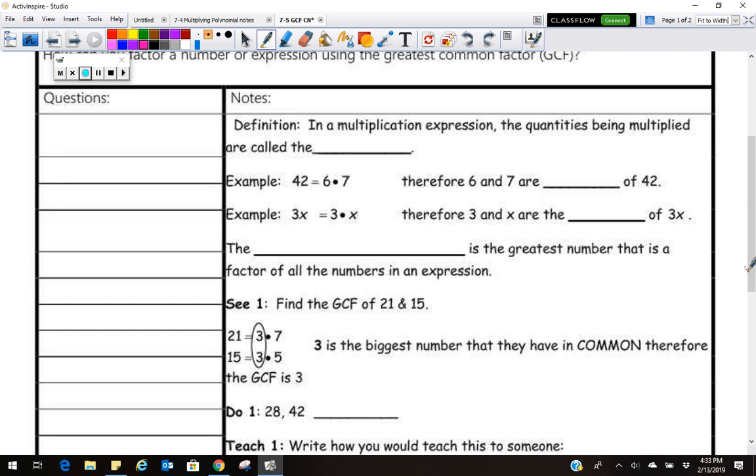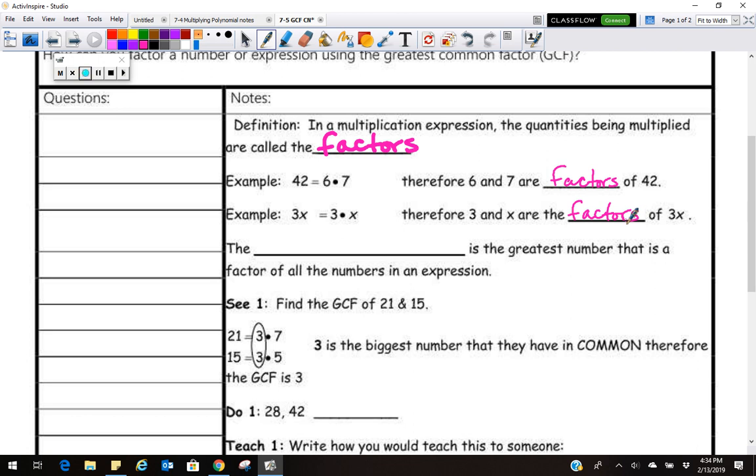The definition: in a multiplication expression, the quantities being multiplied together are called the factors. Example, 42 equals 6 times 7, therefore 6 and 7 are factors of 42. 3x equals 3 times x, therefore 3 and x are factors of 3x.